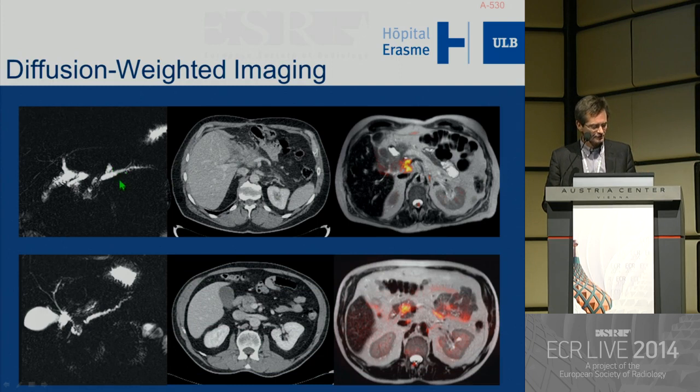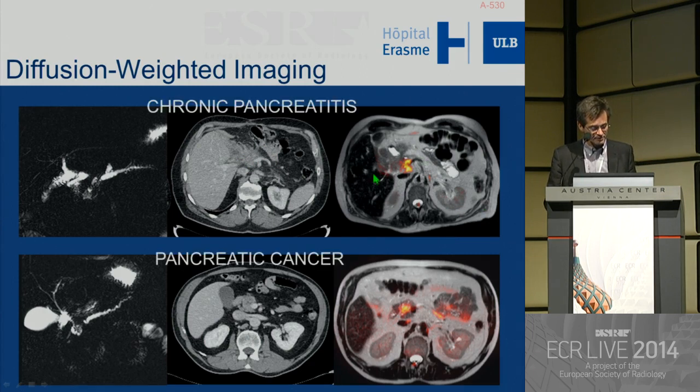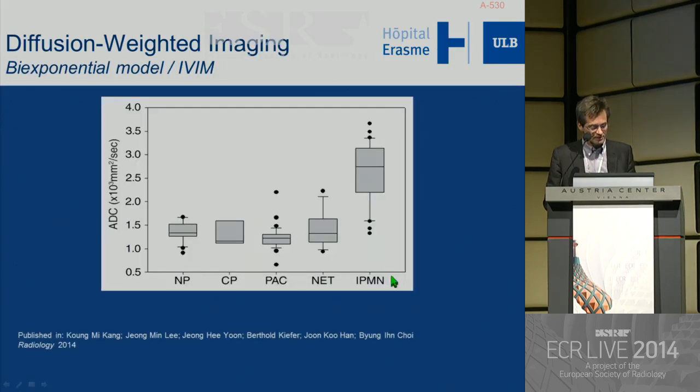You have the same degree of ductal dilatation. You have a mass in the head of the pancreas. In this particular patient, the mass looks more desmoplastic and even invading the vessels. On diffusion-weighted imaging, you have more or less the same amount of restriction. And indeed, these two patients were operated, and you have a chronic pancreatitis case and a pancreatic cancer. So just by using that, it's not enough.